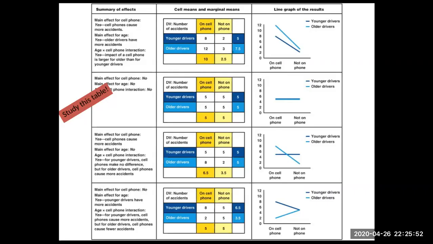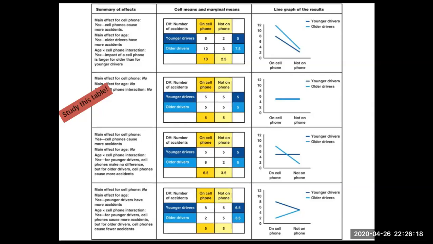Finally, looking at the spreading interaction, you see that the points come together when they're not on a cell phone, so older and younger drivers have the same amount of accidents, but when they're on a cell phone, there's a big difference. Younger drivers have a lot more accidents when on a cell phone, and older drivers actually have fewer accidents when on a cell phone.